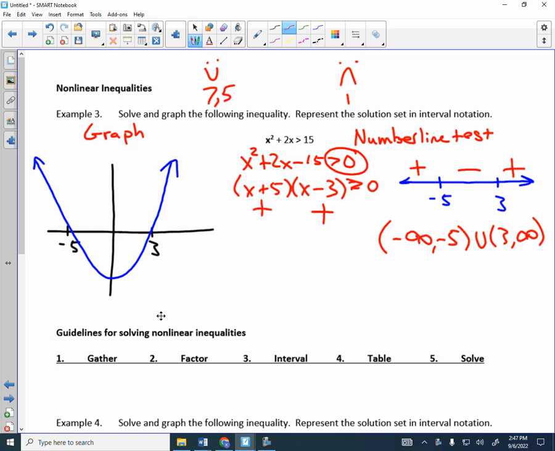Am I above the x-axis or below? Above. So does that mean it's positive or negative? It's positive up here. Am I above or below here? Below, so that's negative. Above or below here? Above, so it's positive. So you see how we found where it's positive by just sketching the graph quickly? Which way do you like better?